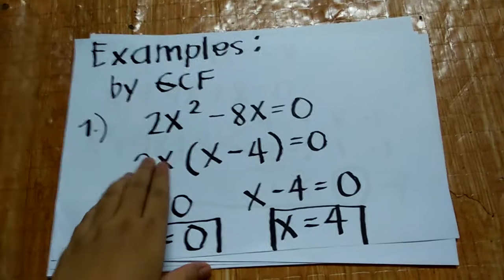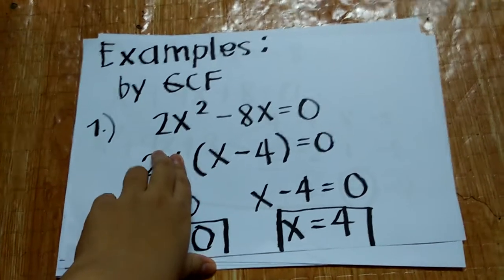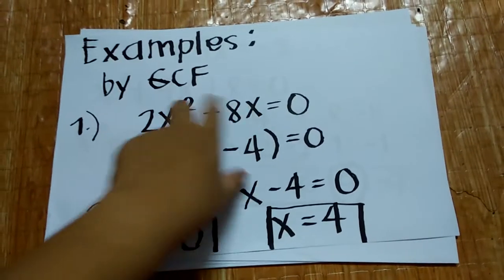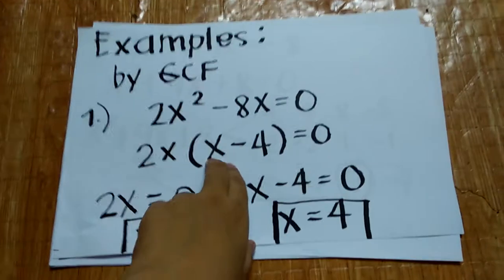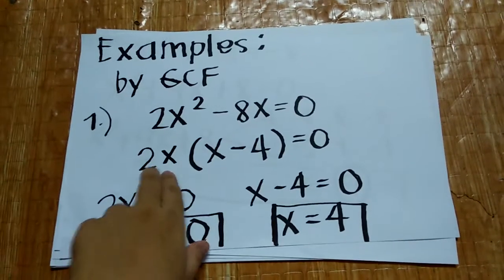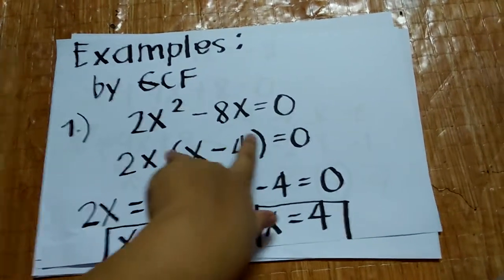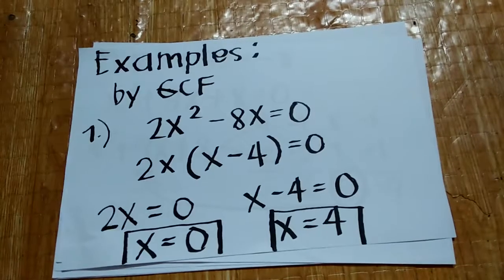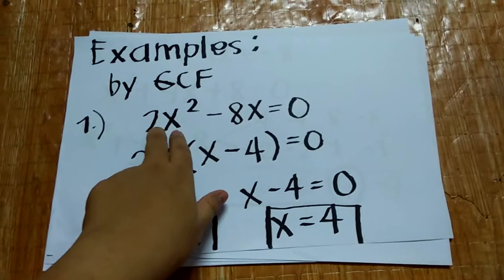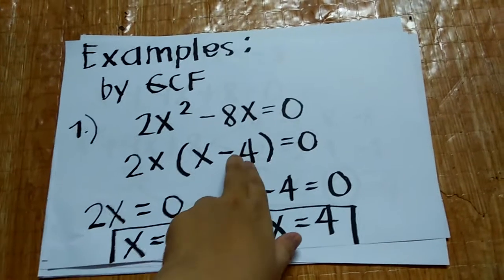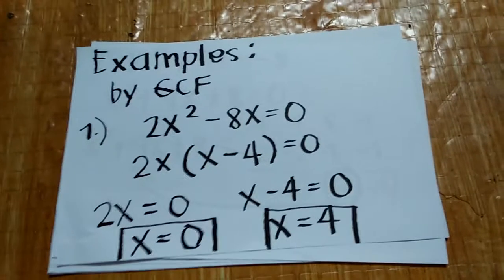Okay. Then, after we get the GCF, ito na yung GCF, 2x, we're going to divide the original 2 terms by the GCF. 2x squared divided by 2x, that's x. Negative 8x divided by 2x is negative 4. To check kung tama, i-times mo lang siya. Pagka lumabas to, ibig sabihin, tama yung factoring mo. Sige, try natin. 2x times x, 2x squared, then 2x times negative 4, negative 8x. Okay, so tama yung ating factoring.